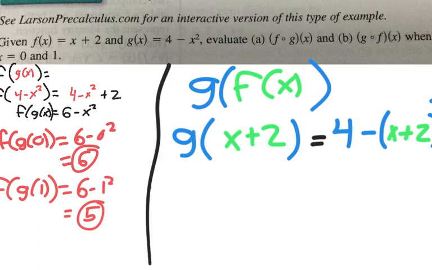So again, to me, that's fine. That's good enough in this notation. You can distribute this, but that's not really the focus of this. So we can just leave it like it is.